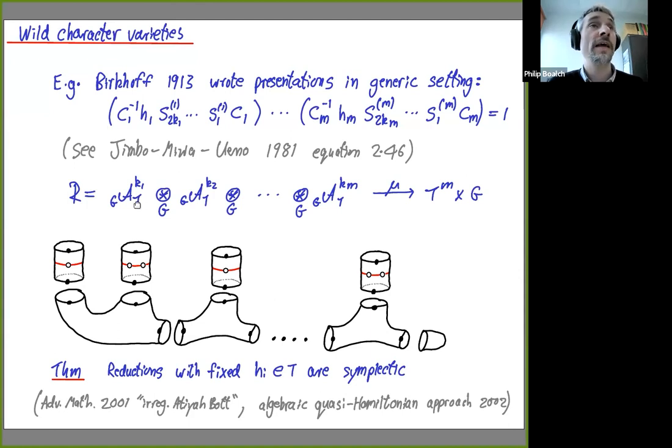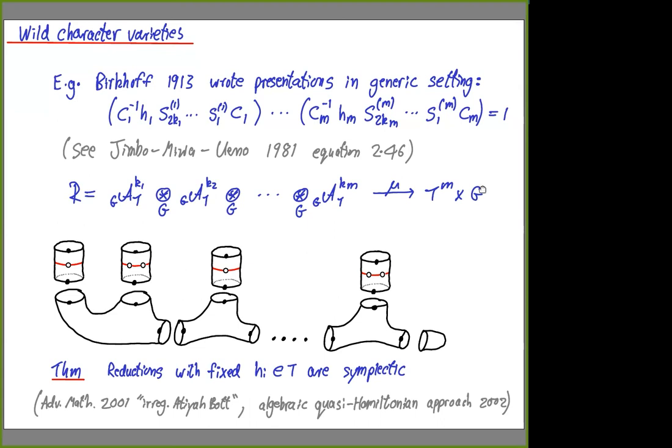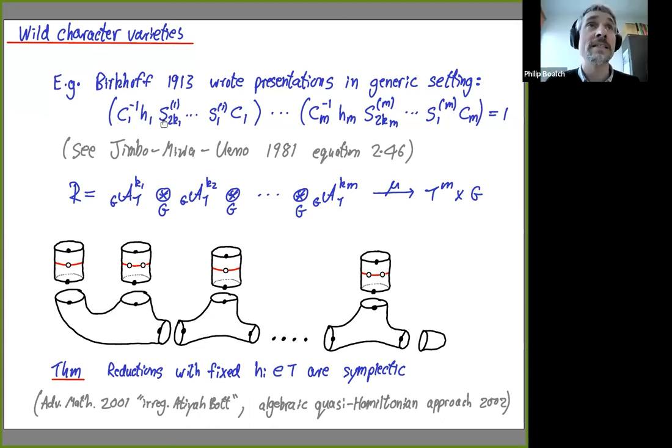So you can define these fission spaces, and this is a quasi-Hamiltonian T to the m cross G space. So the G part of the moment map is the monodromy relation which occurred in this 1981 paper. And really, as they say, this goes back to Birkhoff's paper of 1913. He has an earlier paper in 1909, so perhaps it's in there too. But it's definitely in the 1913 paper, and it's spelled out very clearly in this paper of Jimbo and Miwa.